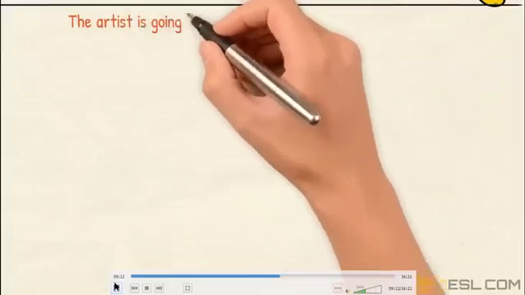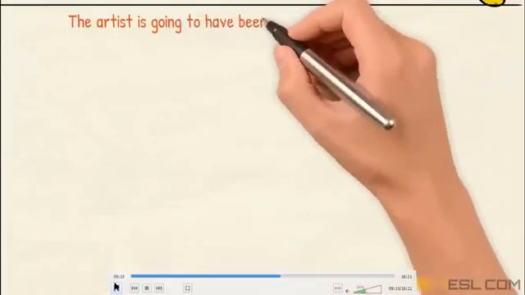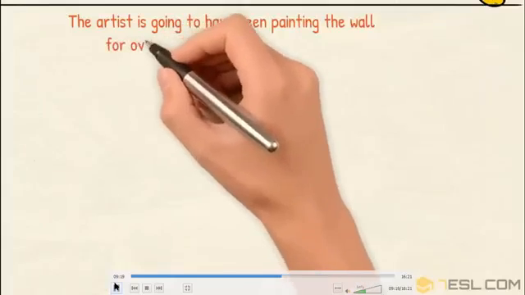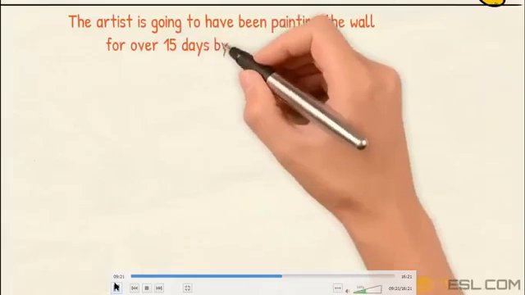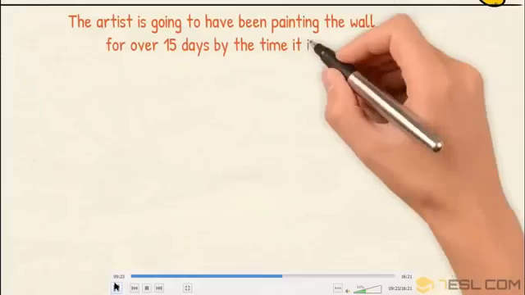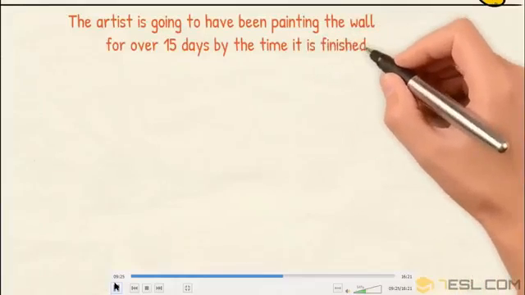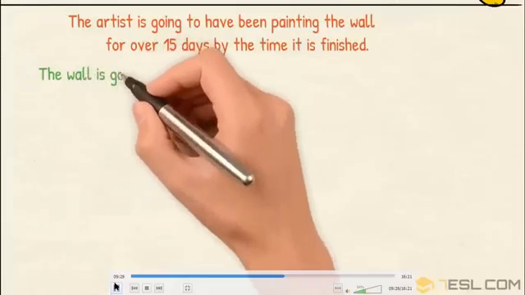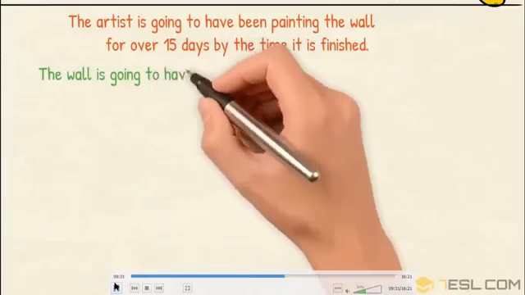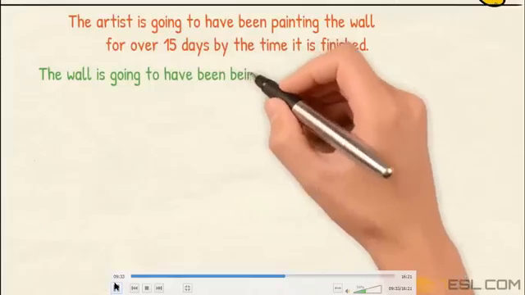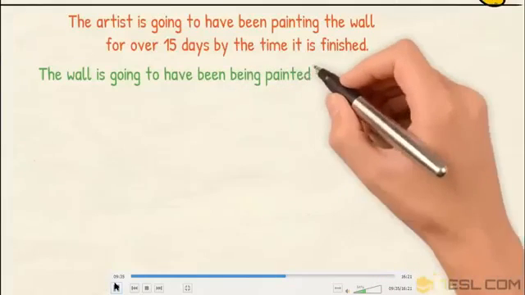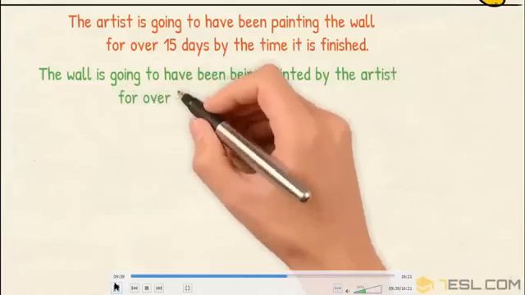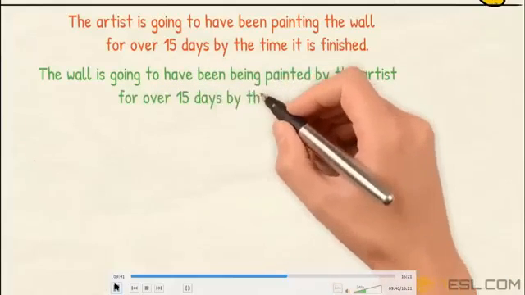The artist is going to have been painting the wall for over 15 days by the time it is finished. Now the passive voice is, the wall is going to have been being painted by the artist for over 15 days by the time it is finished.